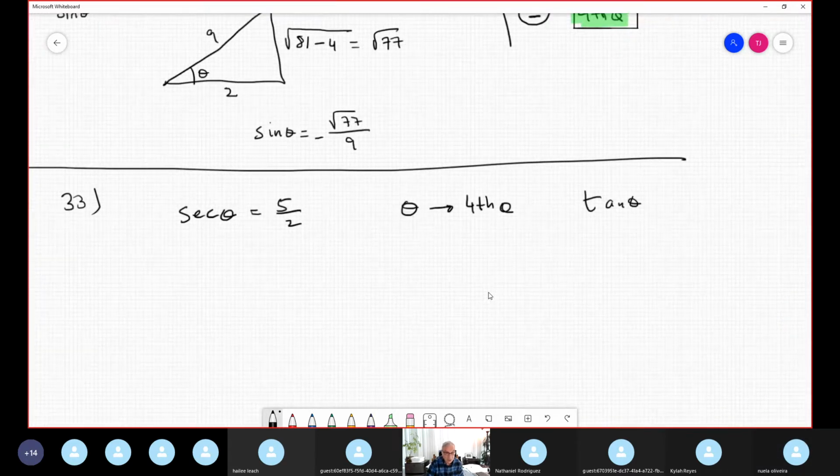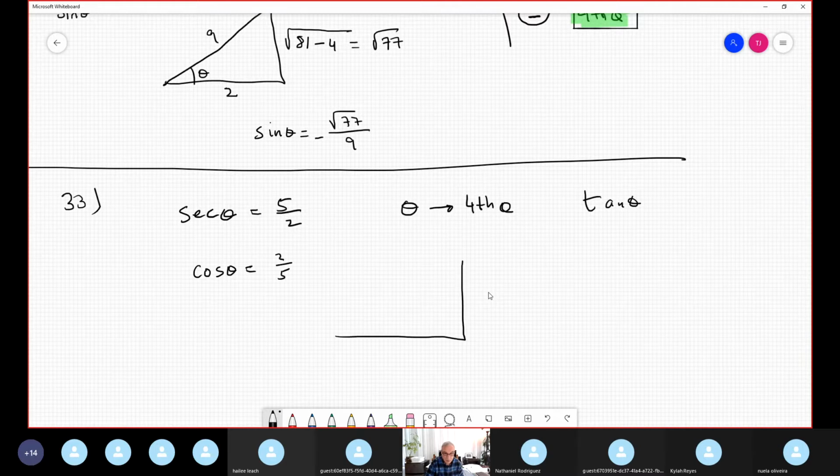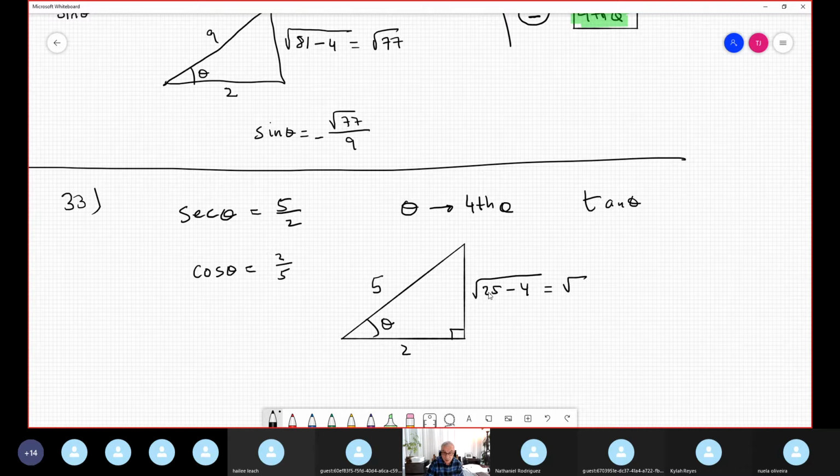Okay, now I have no idea. I am confused with the secant. I never memorized secant, but I memorized cosine. Cosine is 2/5. I flip it. My famous triangle looks like that. This is theta, 90 degrees. This is adjacent, this is hypotenuse, and this is square root of 25, 5 squared, minus 2 squared, which is 4. This is 21.